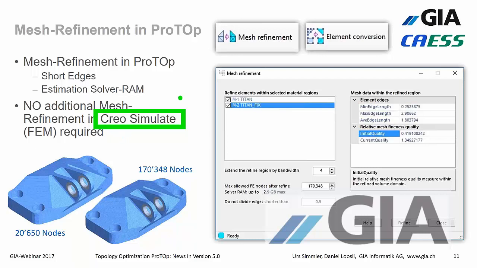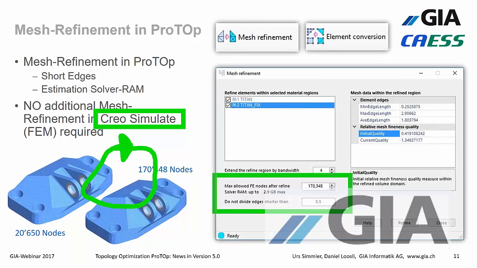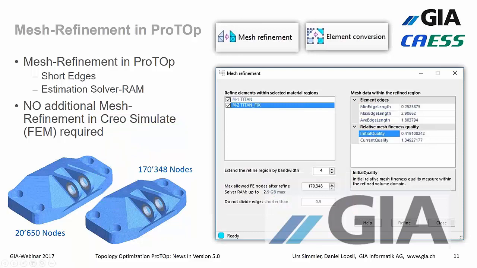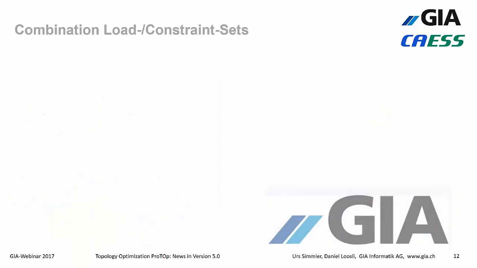Now we can do the loop of mesh refinements within the ProTOp version. That means we are much quicker, and it's not that confusing, and it's really a nice solution. You also get the estimation of how much RAM you use for solving the equations with that refined mesh. So this is really my favorite news in ProTOp 5.0.